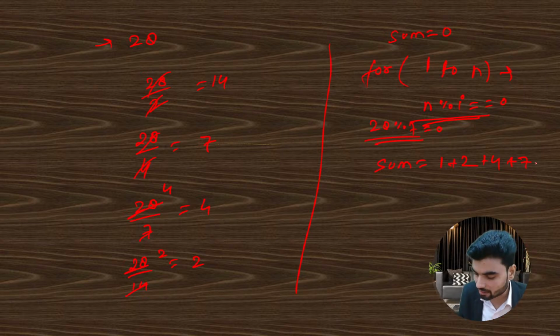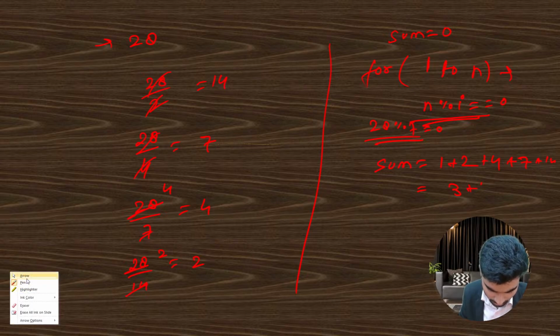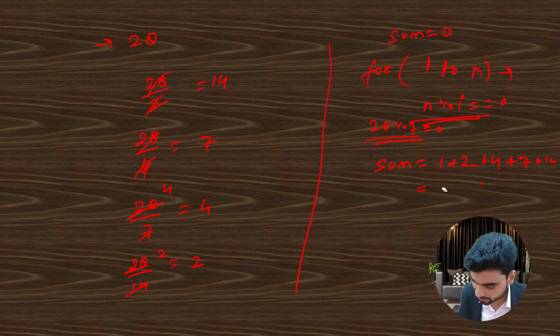So now again, for the next 14, add these numbers. This becomes 3. This becomes means whole 7. Do I need to repeat it again and again? Or I guess you people can understand it easily. Not a tough mathematical expression. Yes or no?